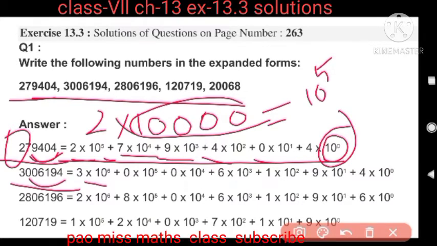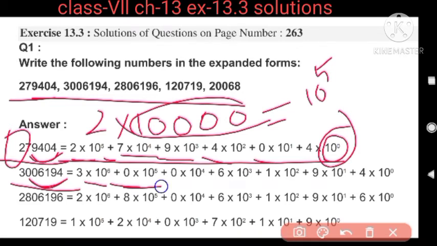Then again plus, what is the next digit? Next digit is given 0. So 0 multiply with, after 0 how many more digits are there? 5 more digits are there, isn't it? So what you will write? 0 multiply with 10 to the power 5. Then again it is 0, isn't it? For the next one also, after this 0 how many digits are there? 4. So you will write 0 multiply 10 to the power 4.